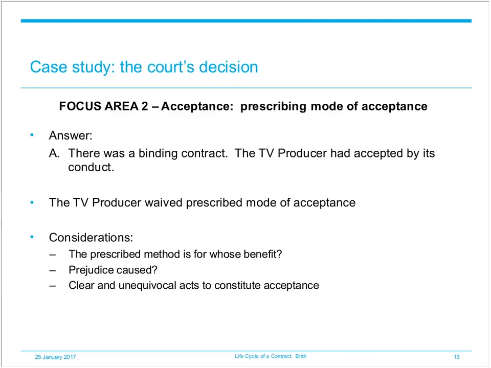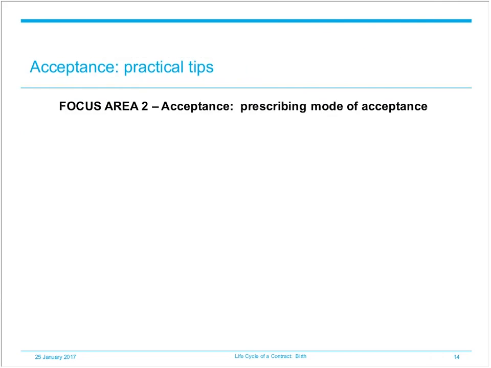If you thought the clause indicated that the parties did not intend to create legal relations before both parties had signed, it is clear from their conduct that they changed their positions: the TV producer by performing its obligations, and the cookware company by accepting that performance. This alternative analysis leads us nicely into our next area of focus.